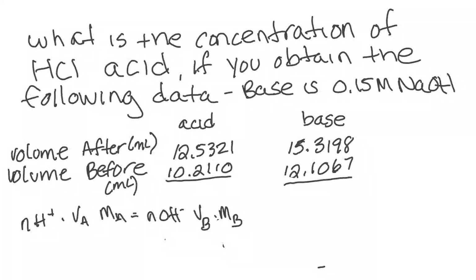So what if you had the problem, what is the concentration of HCl acid if you obtain the following data from a titration and the base that you used is 0.15 molar sodium hydroxide? So here I have my generic equation. Here I have my data. So number of hydrogen ions: I look at the formula, which is HCl. So there's 1 H plus in the HCl formula, times the volume of the acid. Well, how do I get the volume of the acid? I have to do an easy subtraction here.